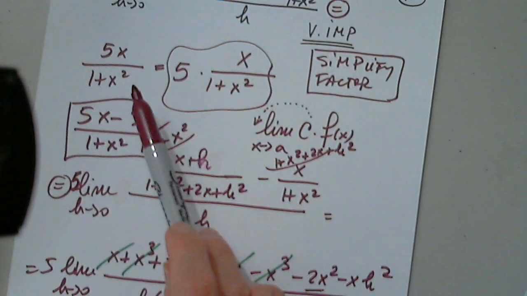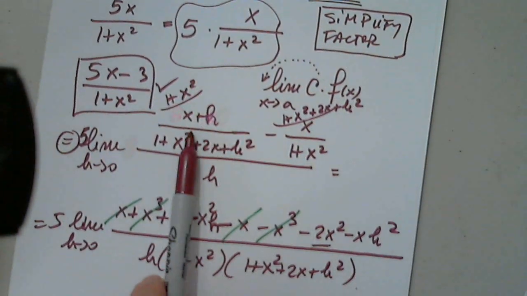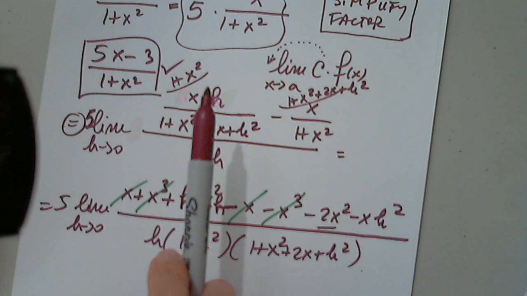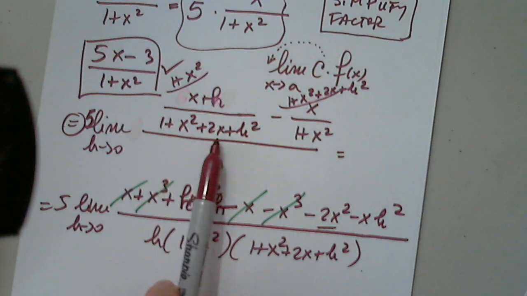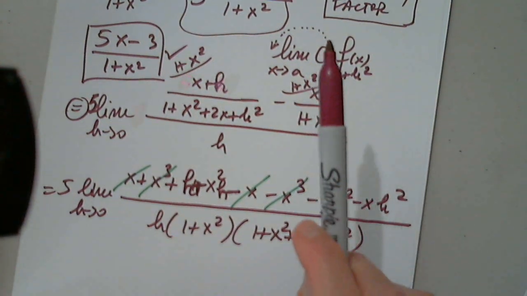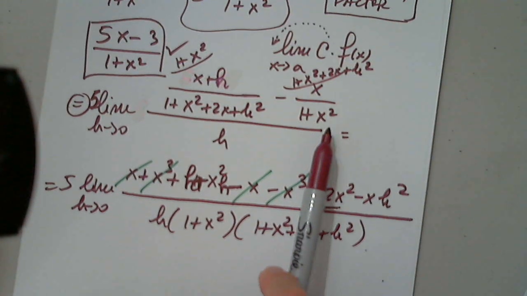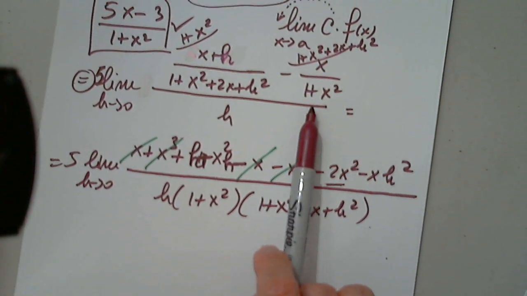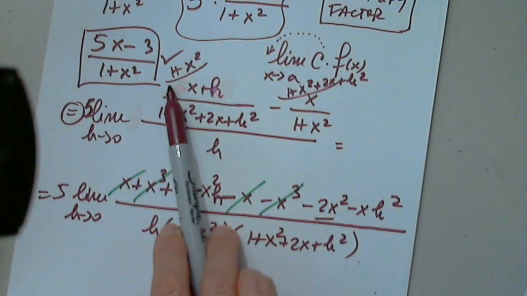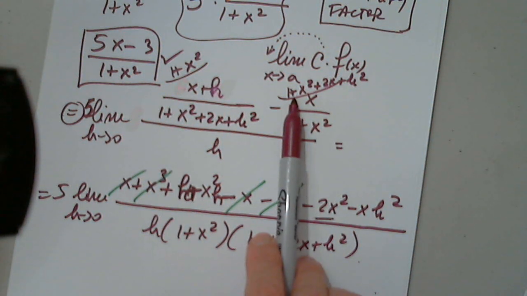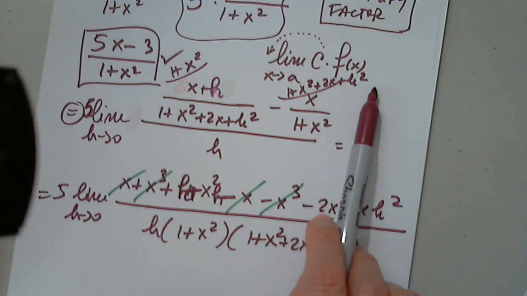5x, yes. So I took 5 in front. Then I had x plus h at the top. 1 plus x plus h squared. x squared plus 2x plus h squared. That's correct. If you see something that I don't see, please speak up. Then I have to multiply this by 1 plus x squared. That's correct. And this by 1 plus x squared plus 2x plus h squared.